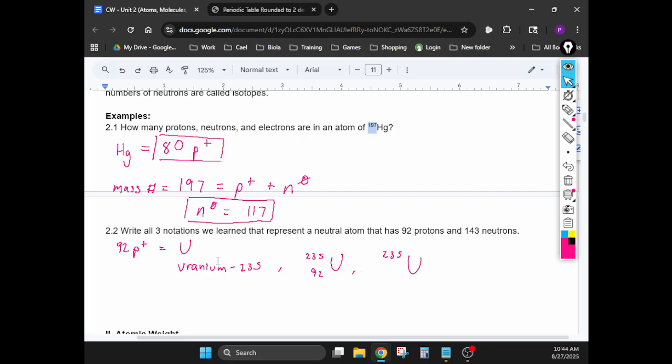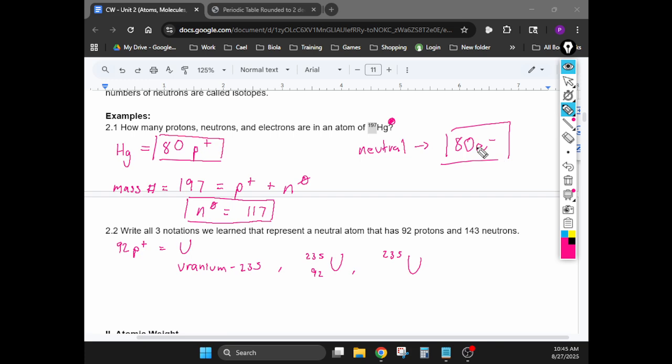I didn't talk about electrons, so sorry about that, but some of you might have known from your previous chem class. The charge of the element, whether it's positive or negative, goes on the top right. There's nothing on the top right, and if there's nothing on the top right, that means it is neutral, which means you have the same number of protons and electrons. So it's going to be 80 electrons. I didn't mention that, but if you remembered it, great job. If not, now you know. So that's going to be 2.1. Any questions on that one?